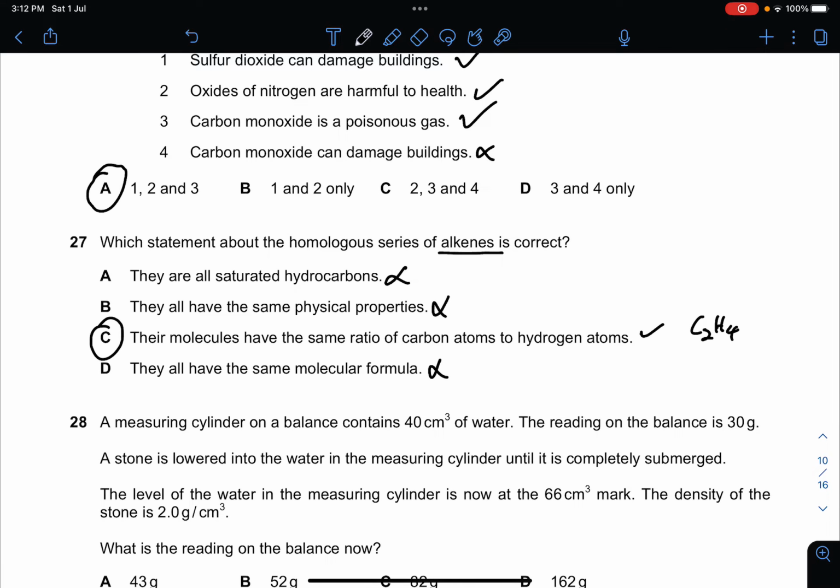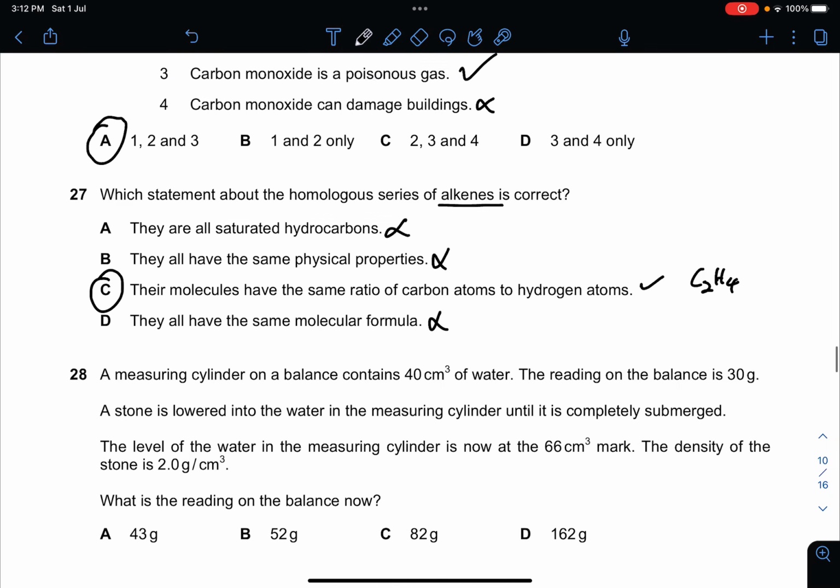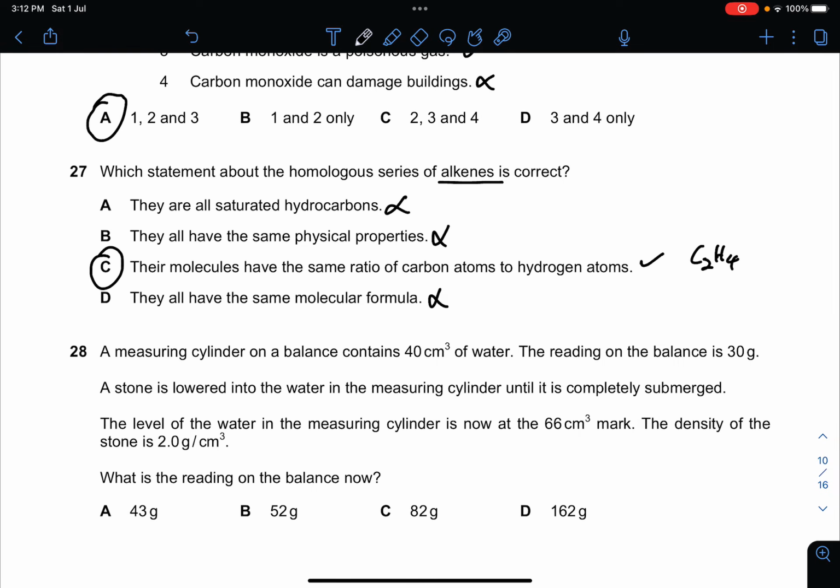Okay, next question. The measuring cylinder on a balance contains 40 cm³ of water. The reading on the balance is 30 grams. A stone is lowered into the water in the measuring cylinder until it is completely submerged. The level of the water is now at the 66 cm³ mark. The density of the stone is 2 g/cm³. So what is the reading on the balance now? Okay, let's try and see.